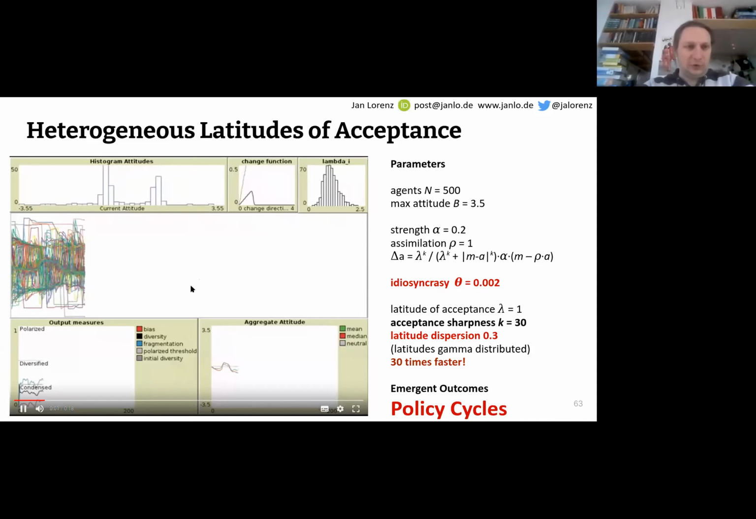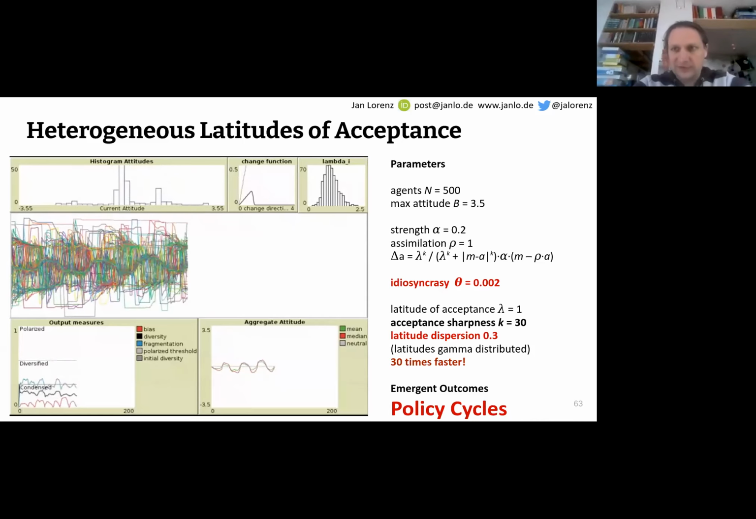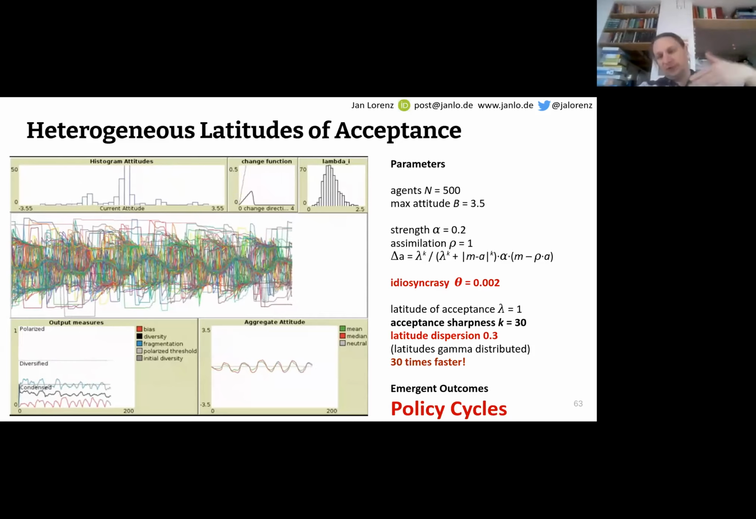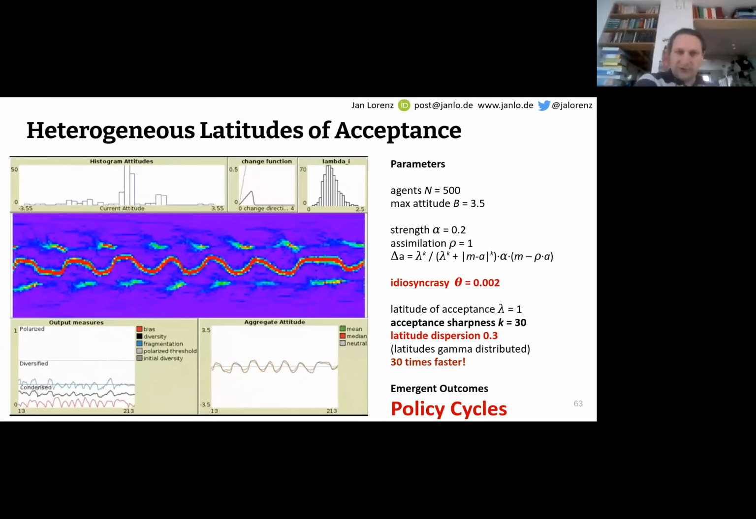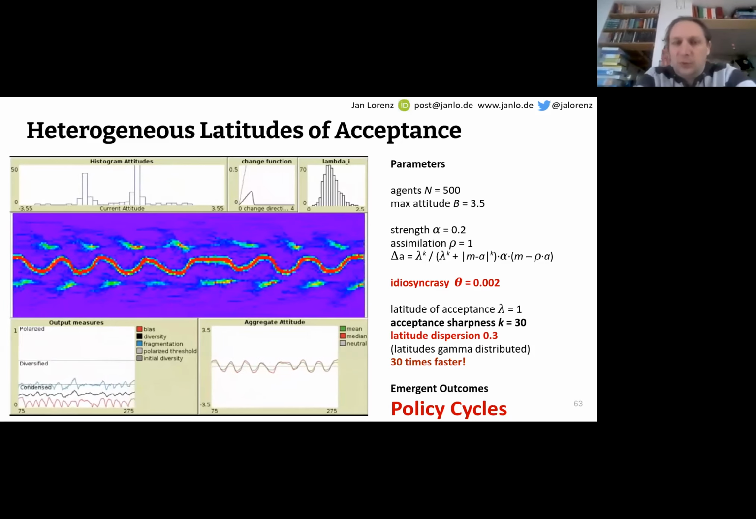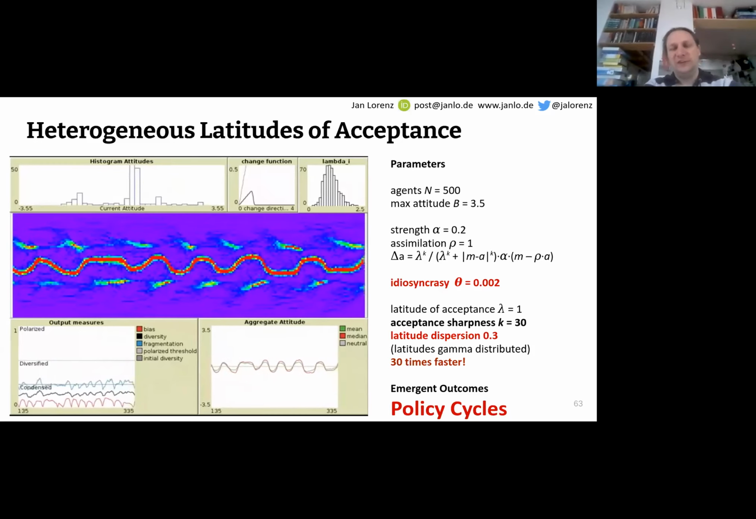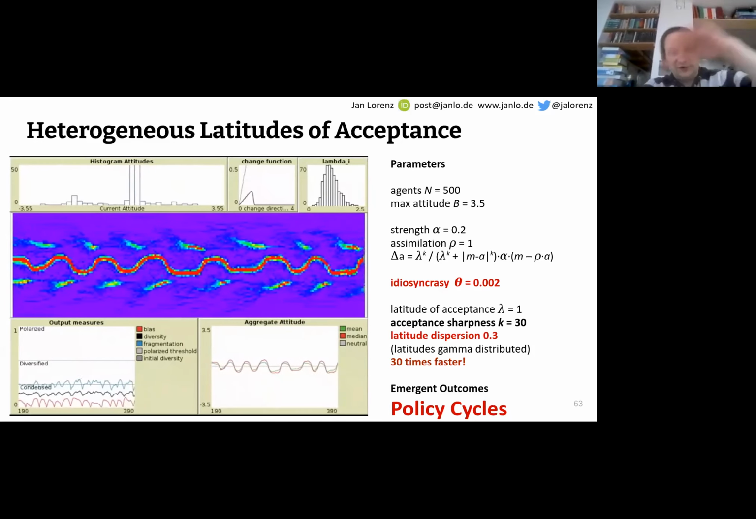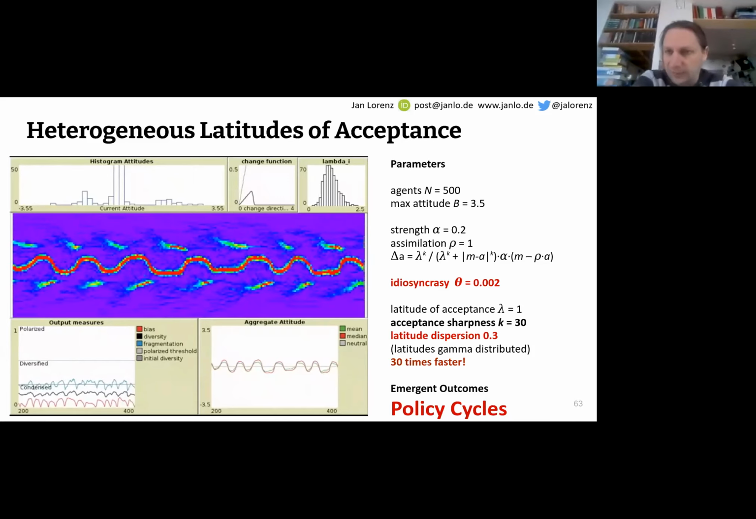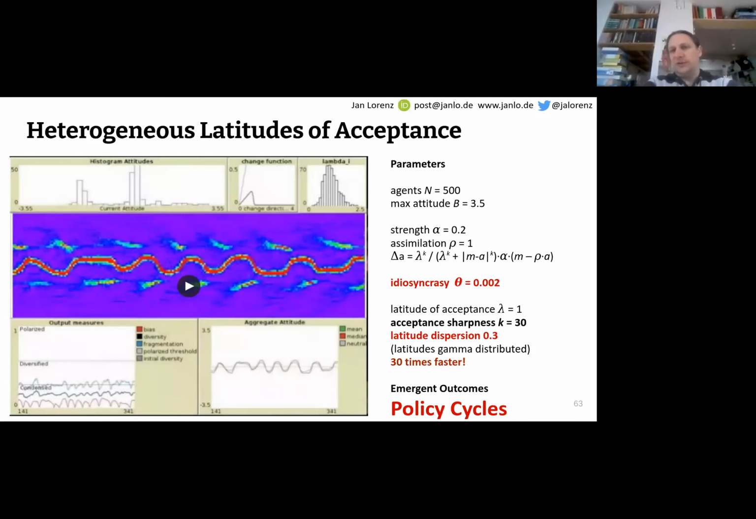Let it run. You already saw it. You have these oscillations coming. Time is also running a bit faster than in the earlier models. But what you see is these frequent switches in an almost regular shape, and they come, of course, because of the idiosyncrasy. This is fairly low, but it's essential for the buildup of this new cluster. Then you have a formation of a large cluster initially in the middle, and then this gets absorbed to one of the two sides by chance.